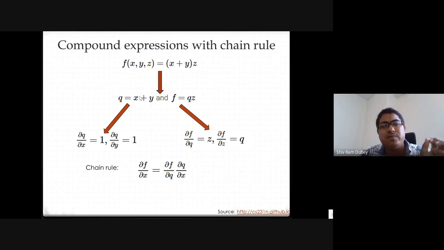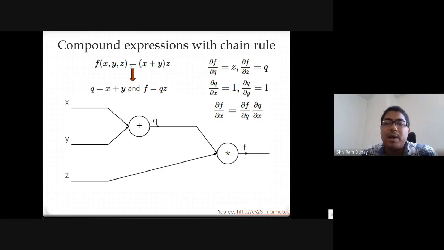So if del f by del q is already computed in, let's say, the previous layer, then that information can be used along with the local gradient. And what is the meaning of local gradient? Local gradient means del q by del x, and del f by del q is the gradient available from the previous layer, or from the opposite side. That can be multiplied in order to get the gradient with respect to the final objective function that we have.